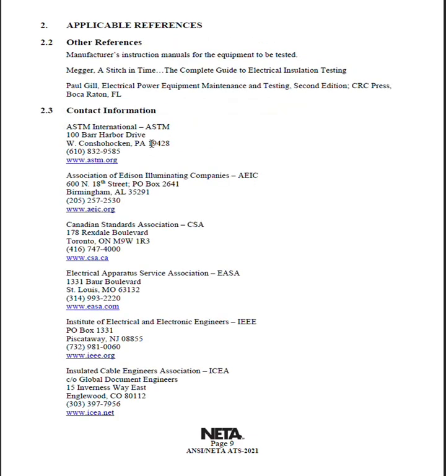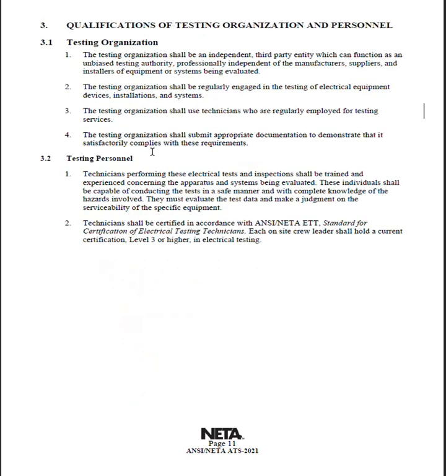So the next thing we're going to talk about, and we can scroll right by contact information. Not really worried about it. We want to talk about the testing organization, okay? And this is the same between the MTS and the ATS. There's no difference. This should be a company, right, that is unbiased testing, professionally independent of the manufacturer. So if you've got a company making their own gear and doing NETA certified testing for you, that is not technically NETA certified testing. Okay.